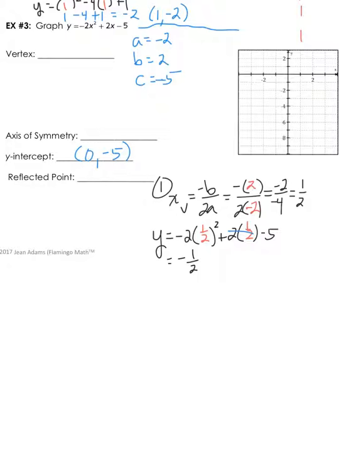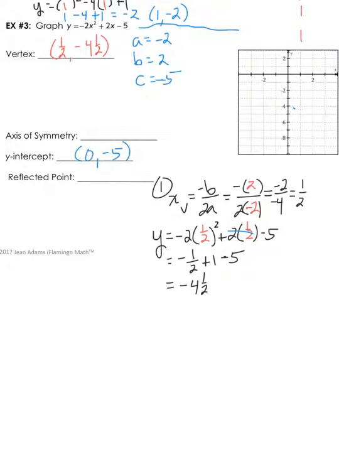Then the 2's here are going to cancel, and you get a +1 and a -5. So the +1 and the -5 are a -4. A -4 and a -1/2 is -4 1/2. So then your vertex is (1/2, -4 1/2). So let's plot that.